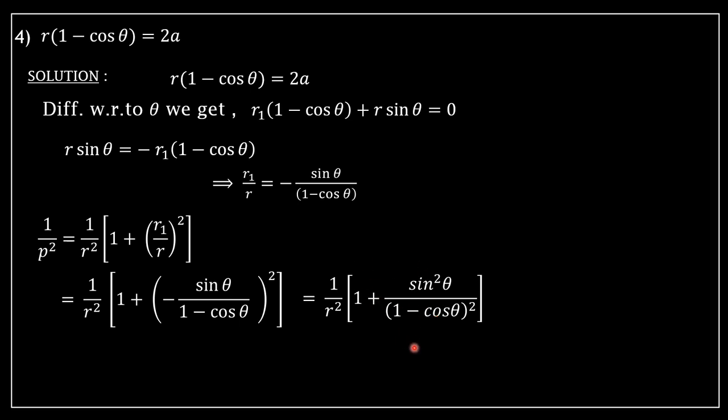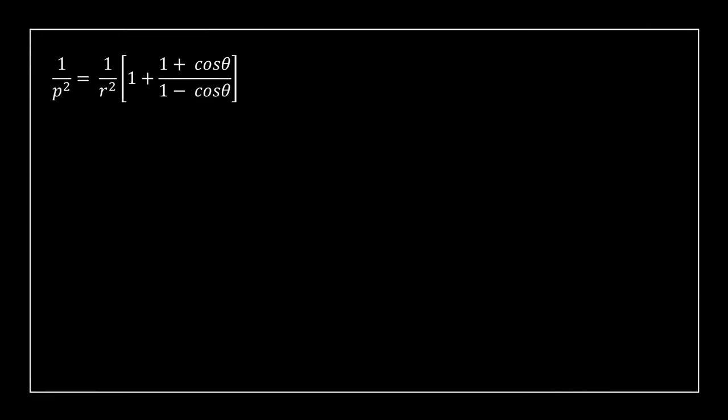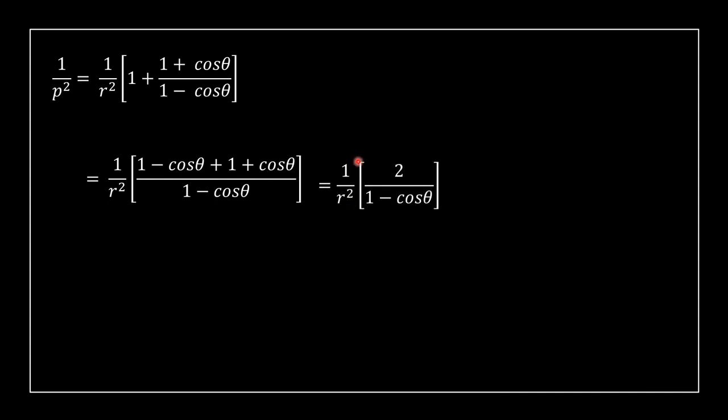What is your sin square theta in terms of cos theta, students? I can write it as 1 minus cos square theta, right? And observe that 1 minus cos square theta is of the form a square minus b square, whose expansion is a minus b into a plus b, right? So I am expressing 1 minus cos square theta as a product of 1 plus cos theta into 1 minus cos theta, and cancelling one of the terms with the denominator, so that the equation reduces to the form 1 by p square is equal to 1 by r square into 1 plus cos theta divided by 1 minus cos theta. Taking the common denominator and simplifying, the equation reduces to the form 1 by r square into 2 divided by 1 minus cos theta.